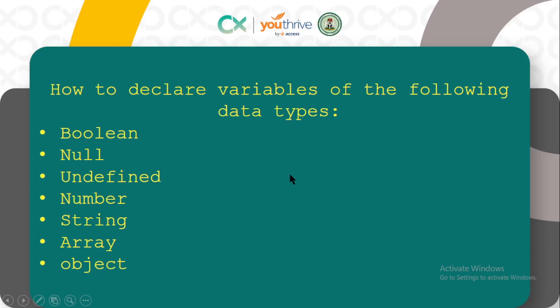So, welcome back. In this part of the video, we are going to learn how to declare variables of the following data types: boolean, null, undefined, and numbers. Then in the following parts of the videos, we are going to learn how to declare string, array, and object. So let's begin. Let's learn how to declare boolean, null, undefined, and number data types.